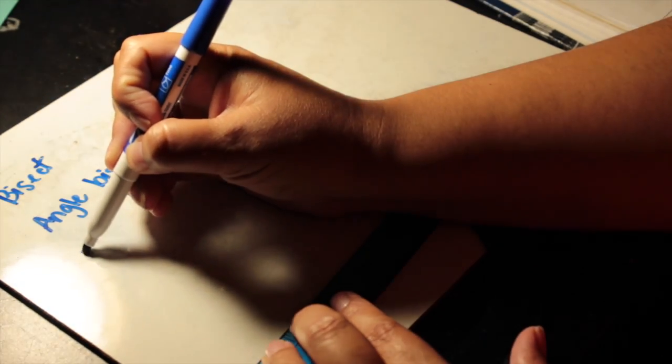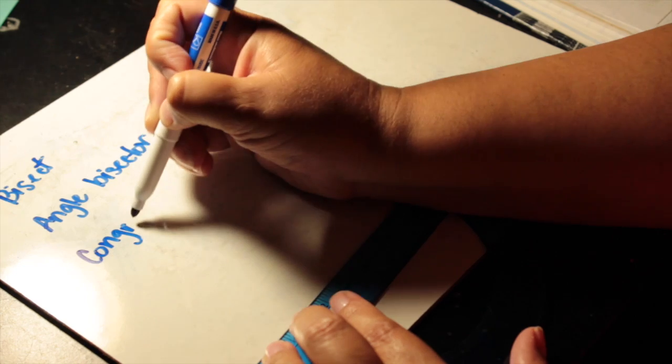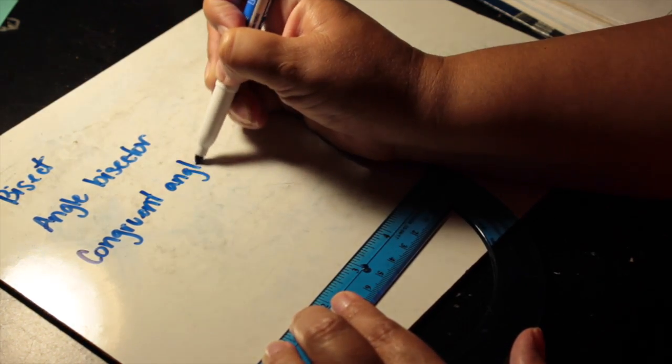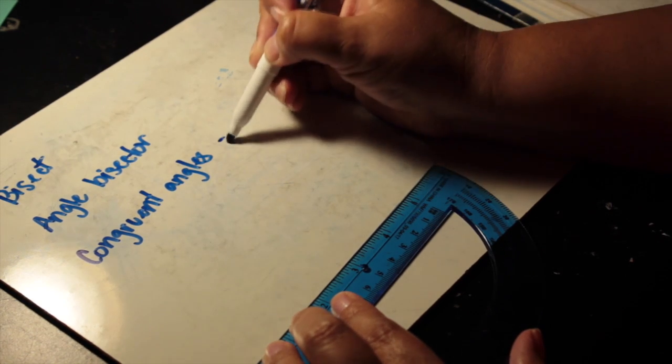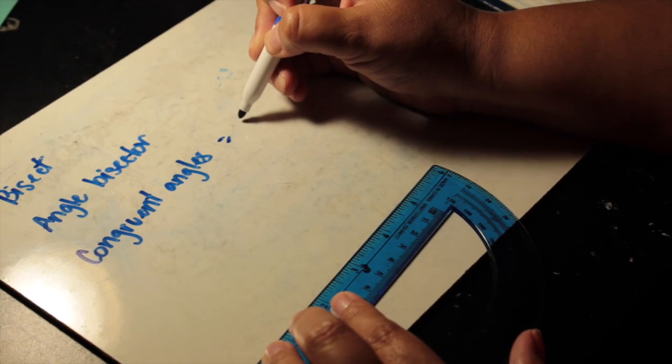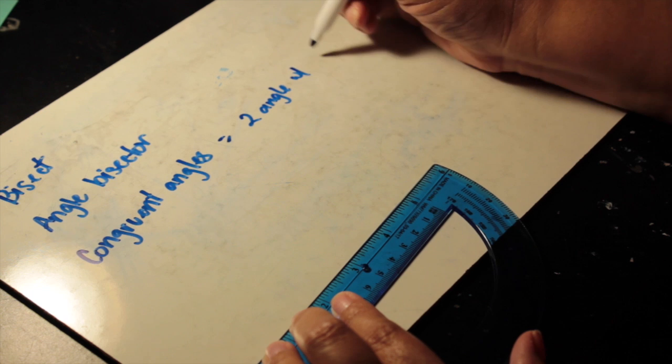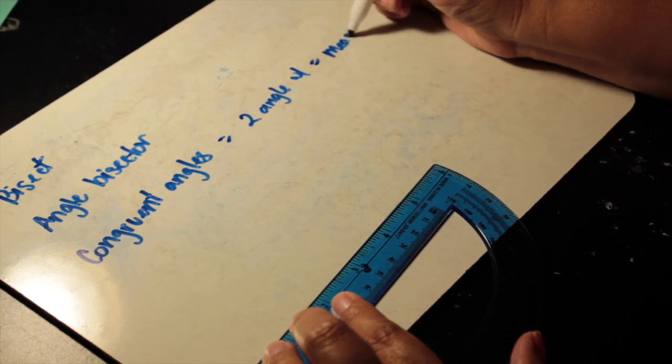And congruent angles, I know you know what this means. We keep talking about congruent angles. It simply means that they have the same measurement. Okay, so two angles with the same, equal measurement.